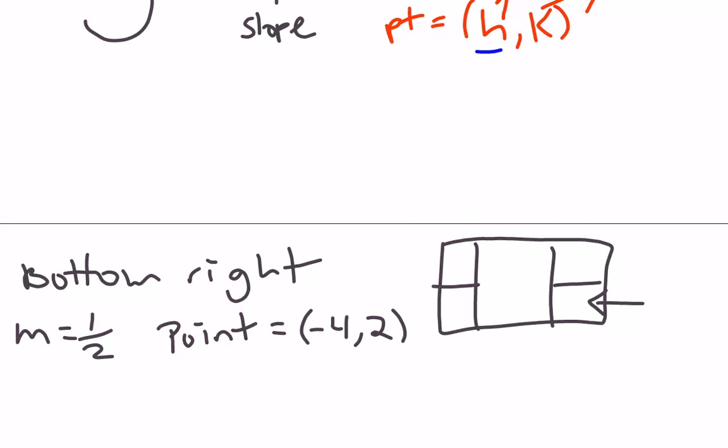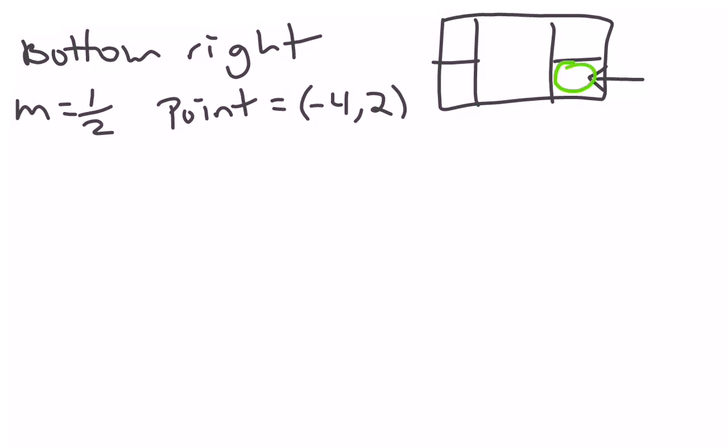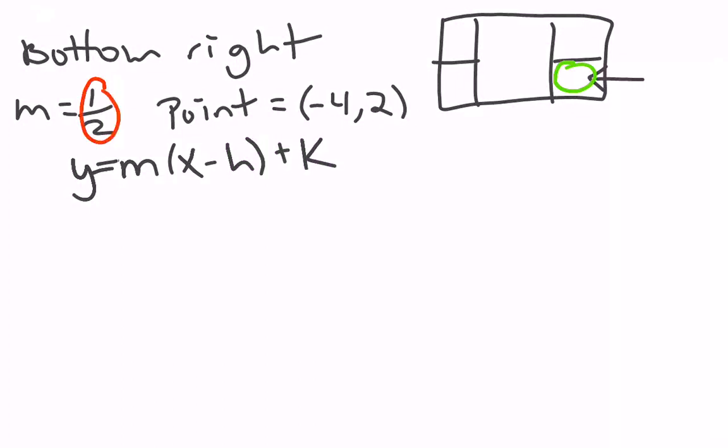So now we're moving to the bottom right part of your foldable, and you should have this problem written. M equals 1/2, and your point is -4, 2. So what you want to do, it's not giving you your y-intercept, it's giving you a point. So we're going to use our new formula, and for the next week or so, I want you to write the formula in all of those. Eventually you'll get good enough that you don't have to write it, you can just substitute it. Y equals m x minus h plus k. So m is going to be 1/2.